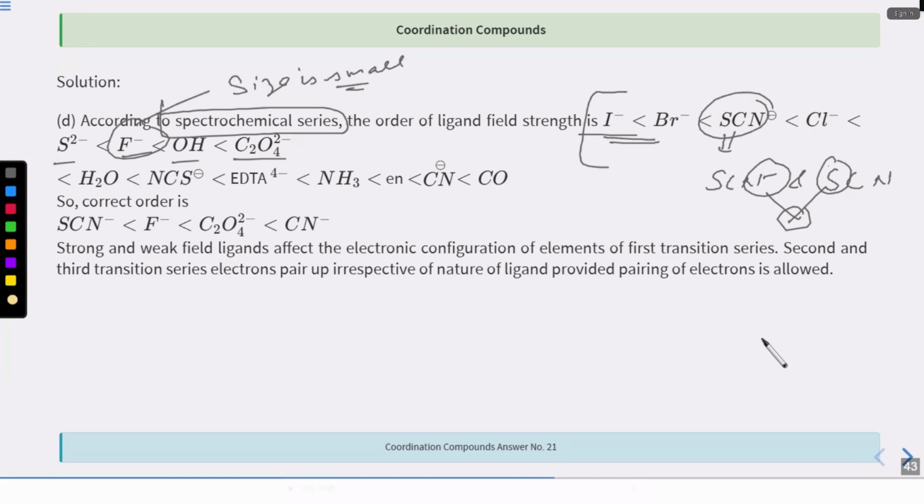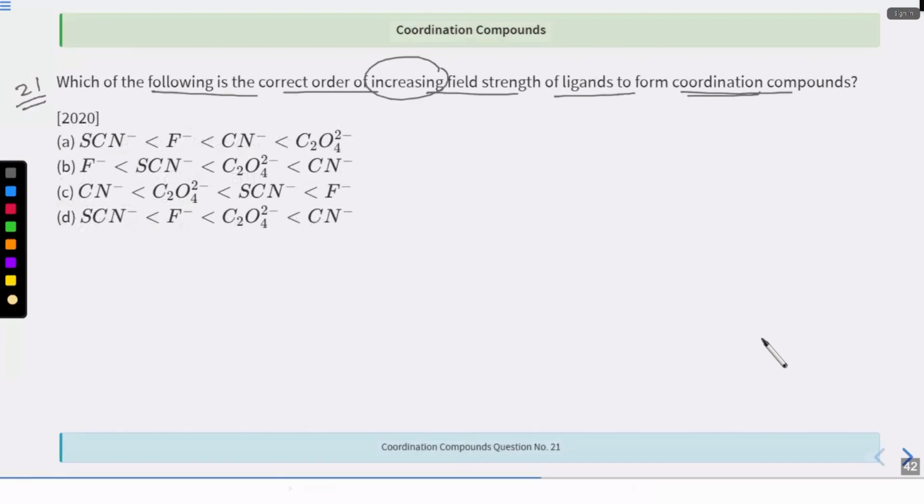So this is the data, and we can compare this with each and every option. So let's see. This is the right option. Here CN minus is coming before C2O4, so it is wrong. Here F is coming before, again it is wrong, and here CN is coming before, so this is wrong. This is again wrong, and this is wrong. So only this option is correct.